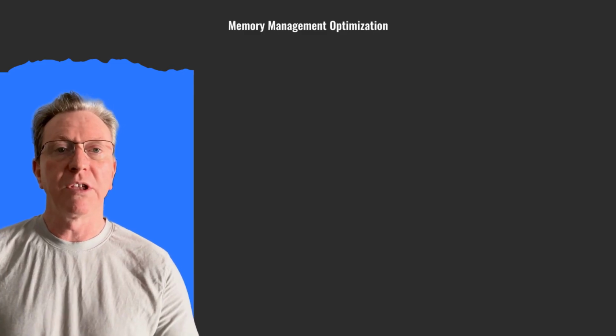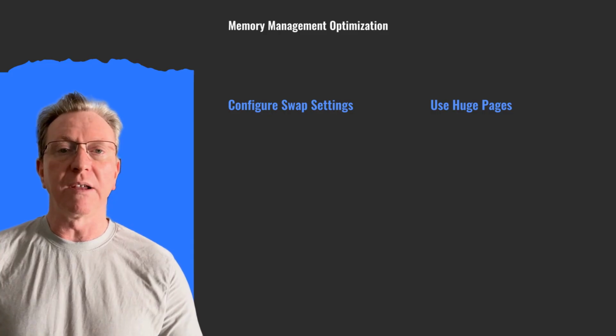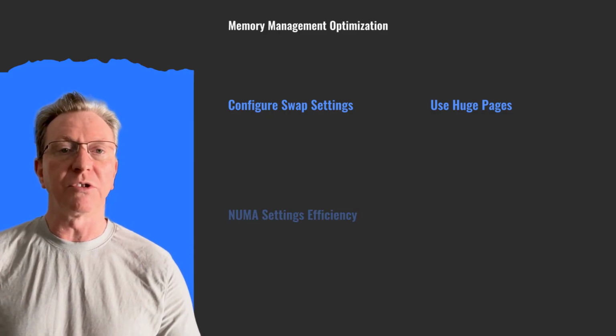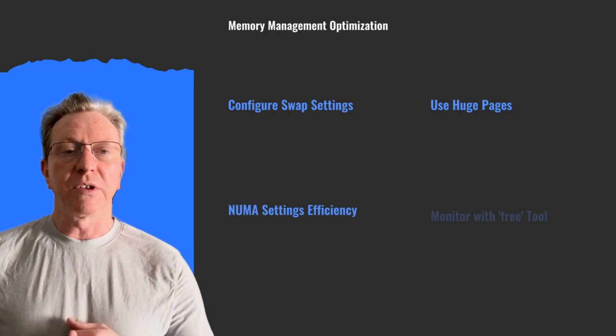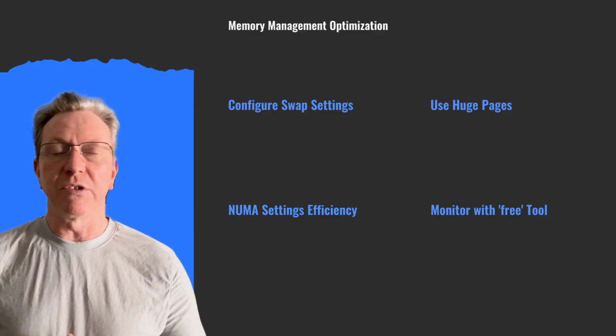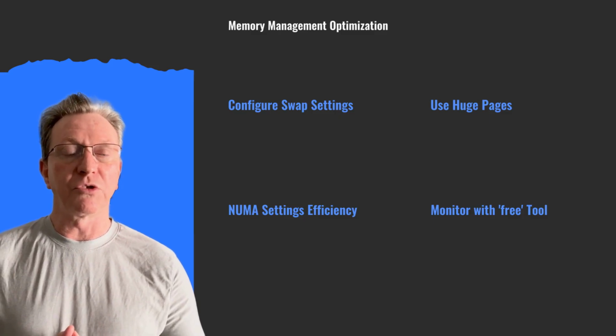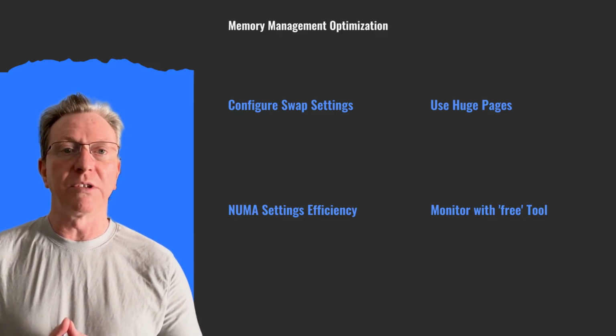Memory management optimization is crucial for Linux performance. Configure swap, huge pages, and non-uniform memory access settings for efficiency. Use tools like free and vmstat to monitor memory usage. Application-specific tuning is key. Remember, optimizing memory ensures your system runs smoothly without unnecessary slowdowns. Stay tuned for storage and input-output performance tips next.